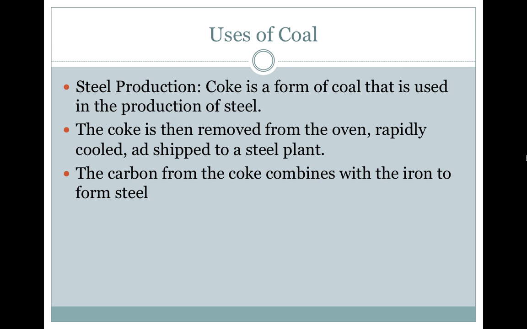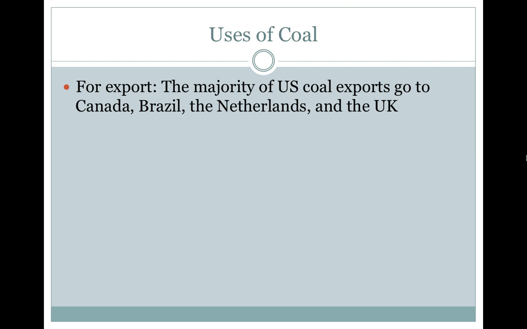Steel production. Coke is a form of coal that is used in the production of steel. The coke is then removed from the oven, rapidly cooled, and shipped to a steel plant. The carbon from the coke combines with the iron to form steel. For export, the majority of U.S. coal exports go to Canada, Brazil, the Netherlands, and the UK.